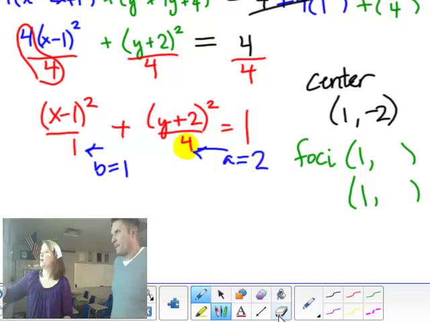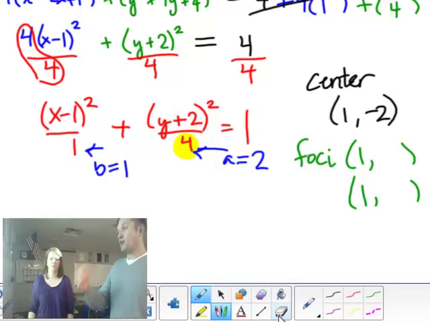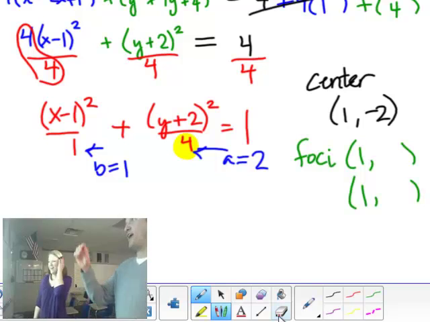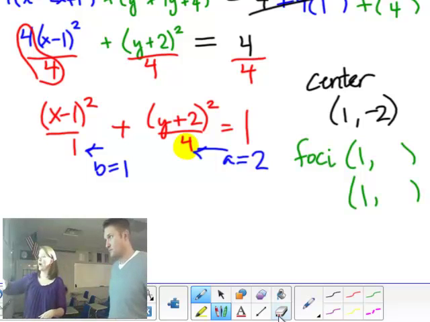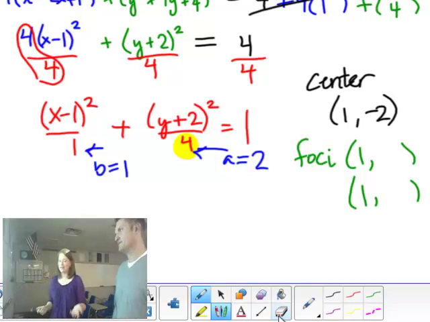Why is that 1 and that one's 2? I know that a can't be 1 because a is always the larger of the two values, and so a is coming from the 4. Since I square rooted a 4 to get a 2, and when I square root 1, it's still a 1. Looks like I didn't do anything, but I did.